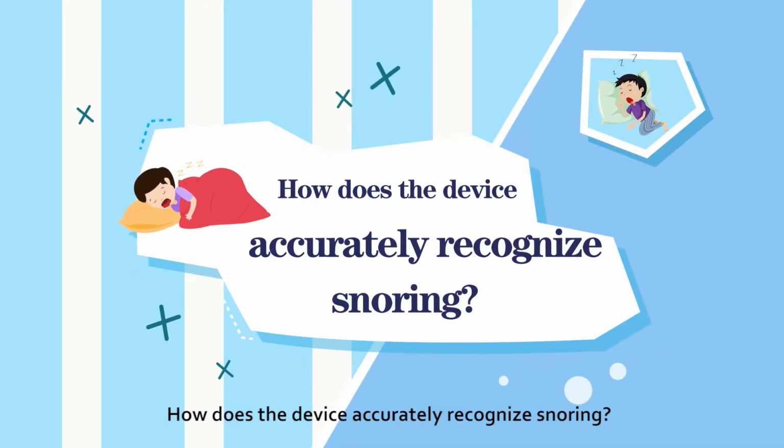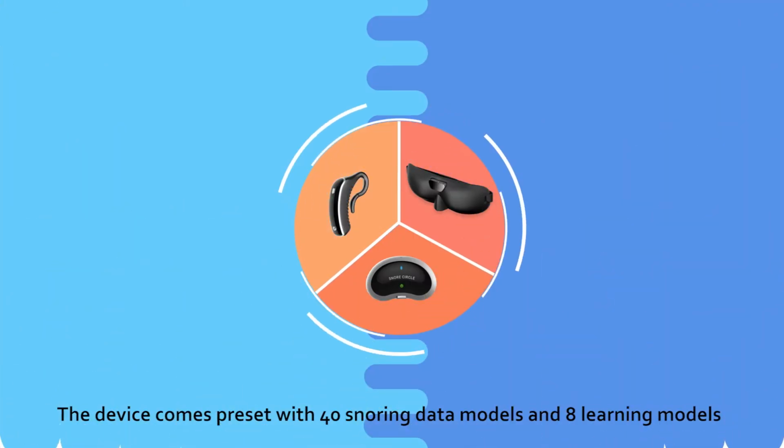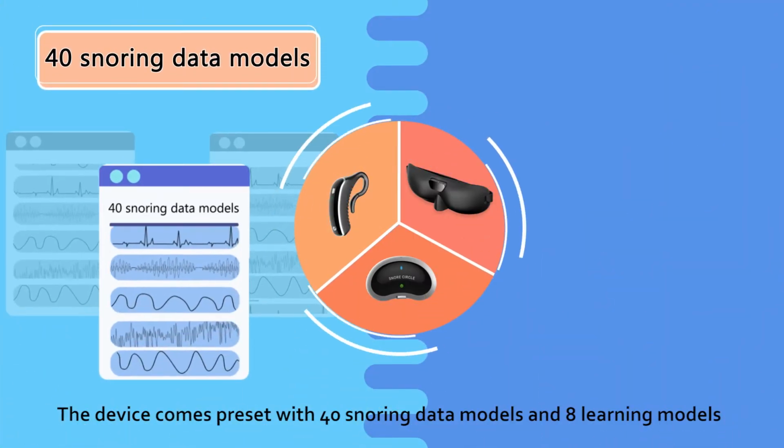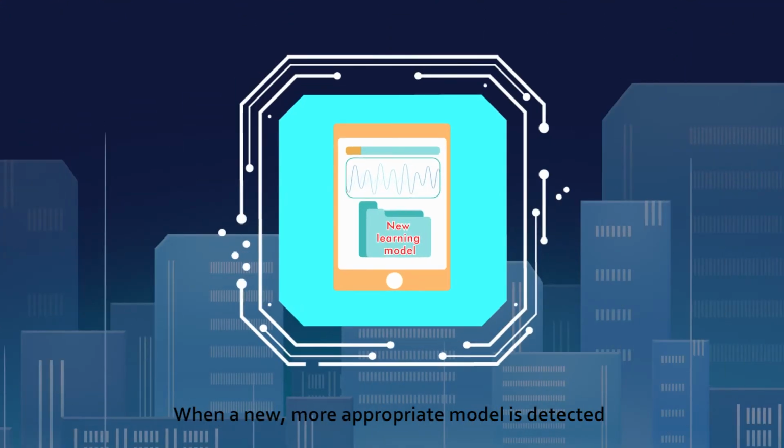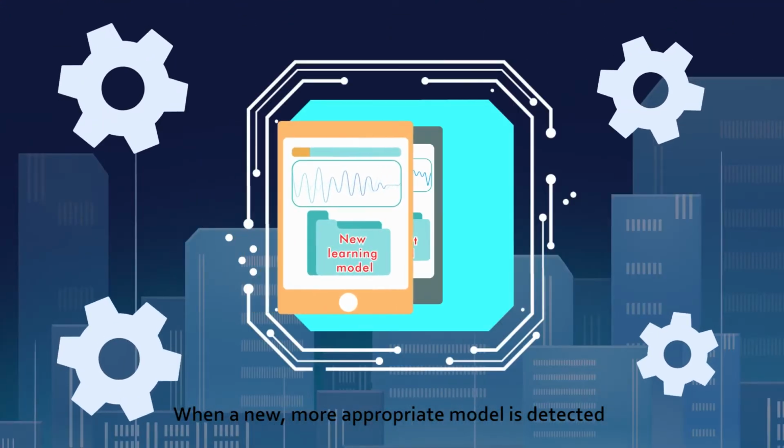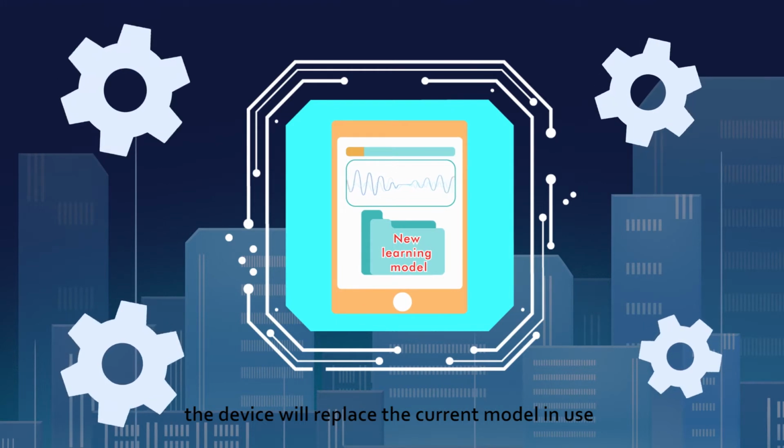How does the device accurately recognize snoring? The device comes preset with 40 snoring data models and 8 learning models. When a new, more appropriate model is detected, the device will replace the current model in use.